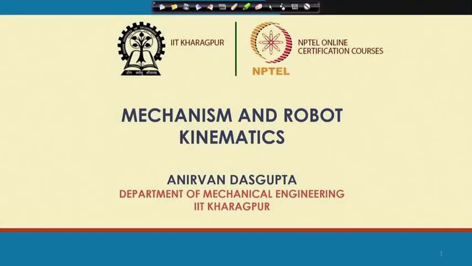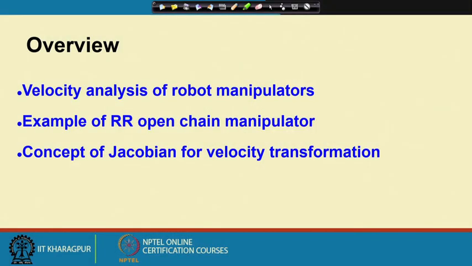We have been discussing velocity analysis of mechanisms and robots. In this lecture, we are going to look at the velocity analysis of open chain manipulators. So, essentially we are going to start with velocity analysis of robots. Let me give you an overview of what we are going to discuss in this lecture.